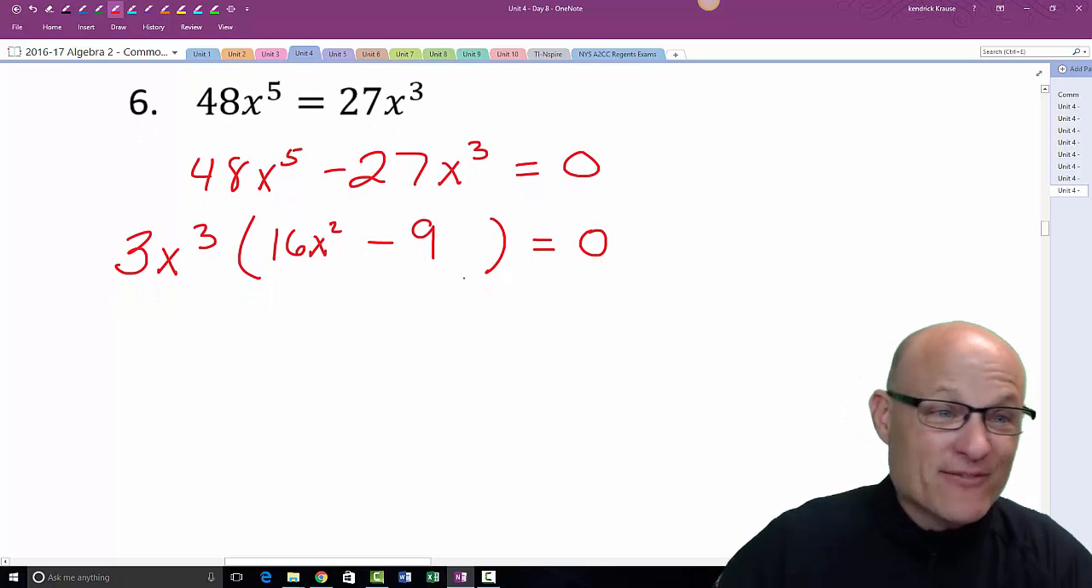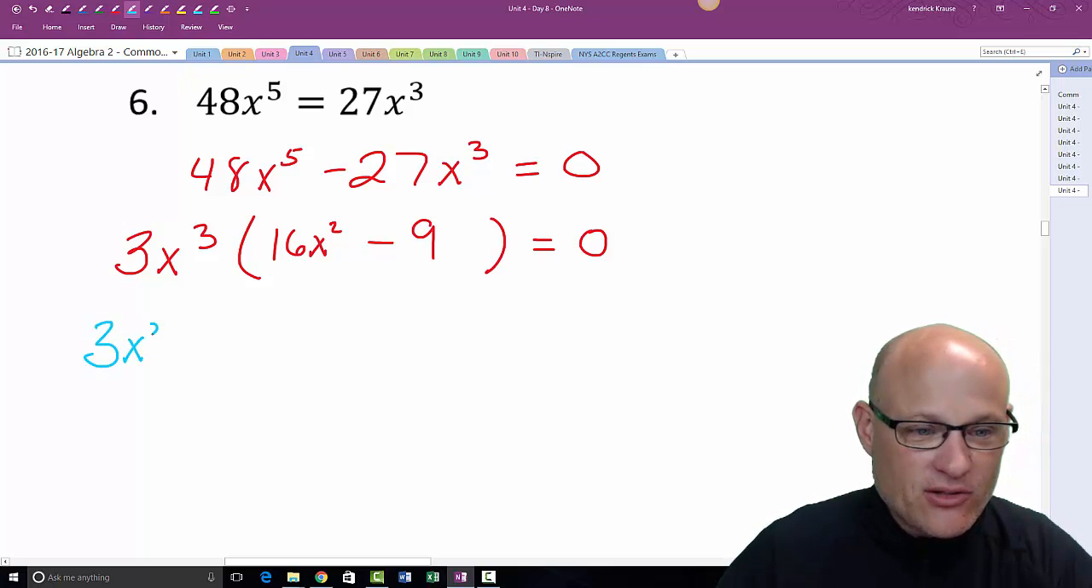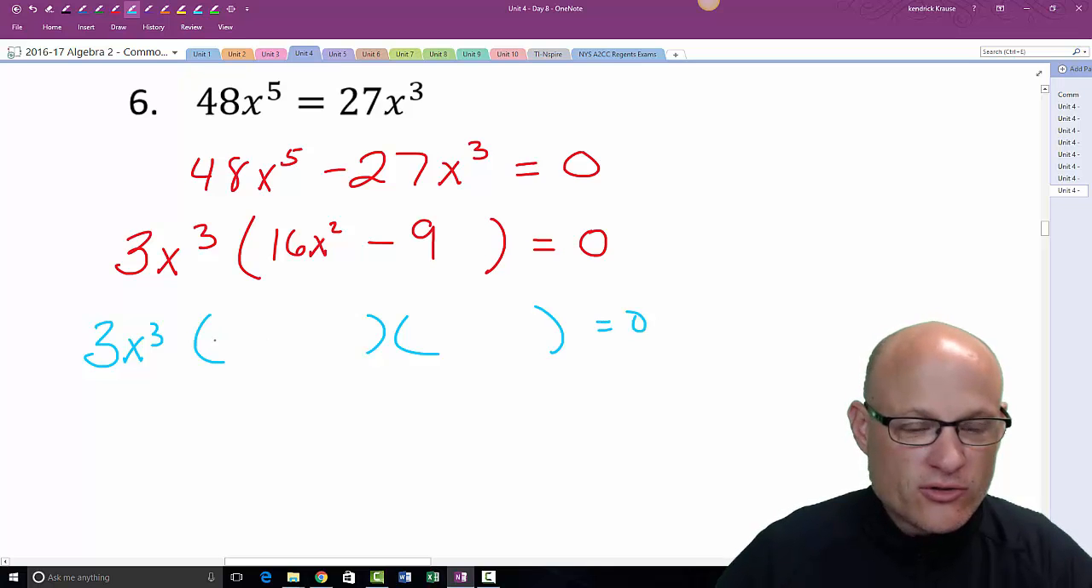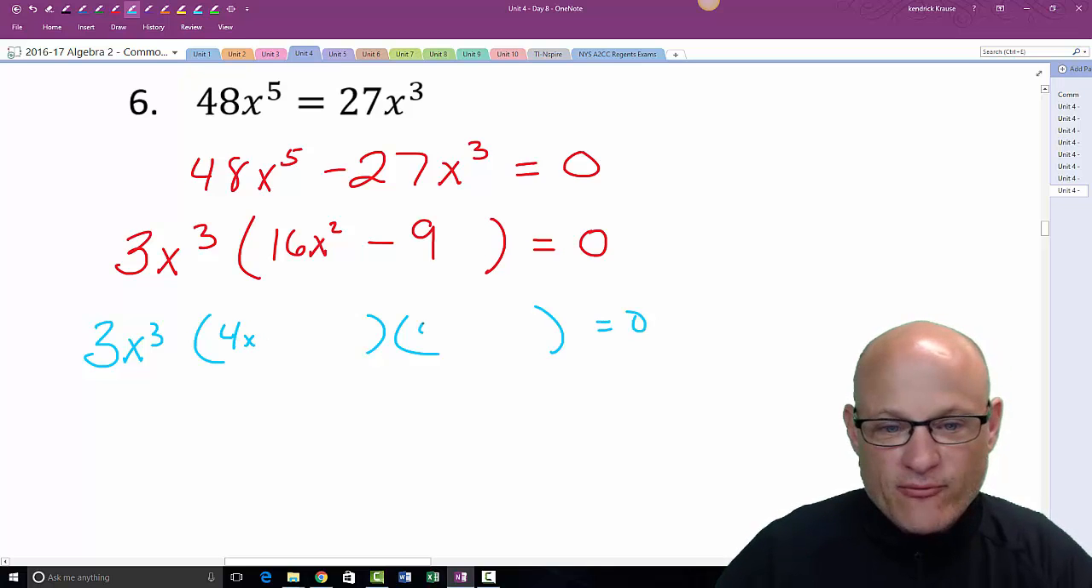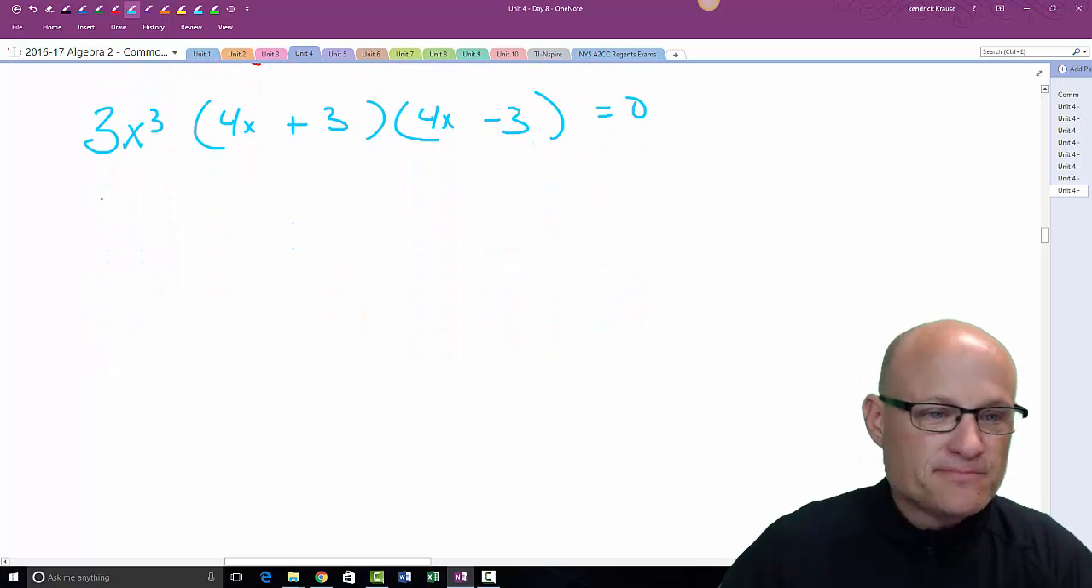Ooh, dots. I see dots everywhere. So 3x cubed, times 4x plus 3 and 4x minus 3, equals 0. All right, we're almost done. This one's going to give me x equals 0.